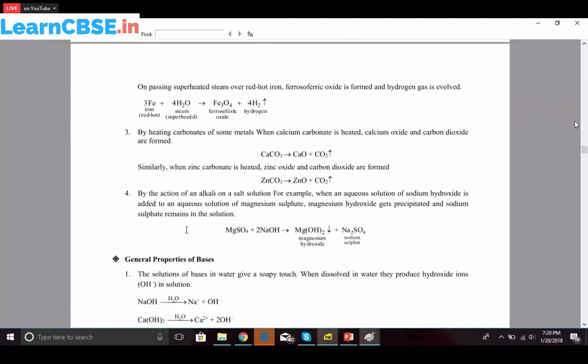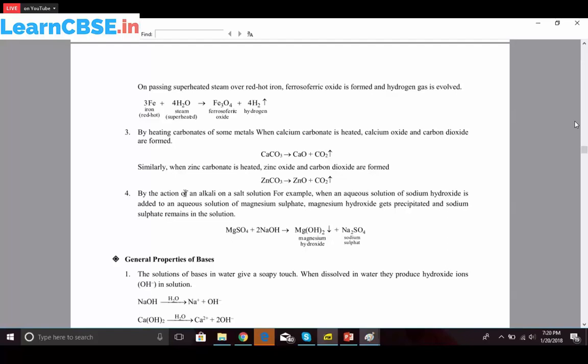Then by heating the carbonates, okay. Whenever we are heating the carbonates, we will be getting the carbon dioxide gas. Along with that, we will be getting the oxides of the metal. This we call a thermal decomposition of the carbonates. So calcium carbonate, when heated, the carbon dioxide gas will come outside. Along with that, we will be getting the metal oxide, CaO. Similarly, when we heat zinc carbonate, we'll get the zinc oxide along with the carbon dioxide gas.